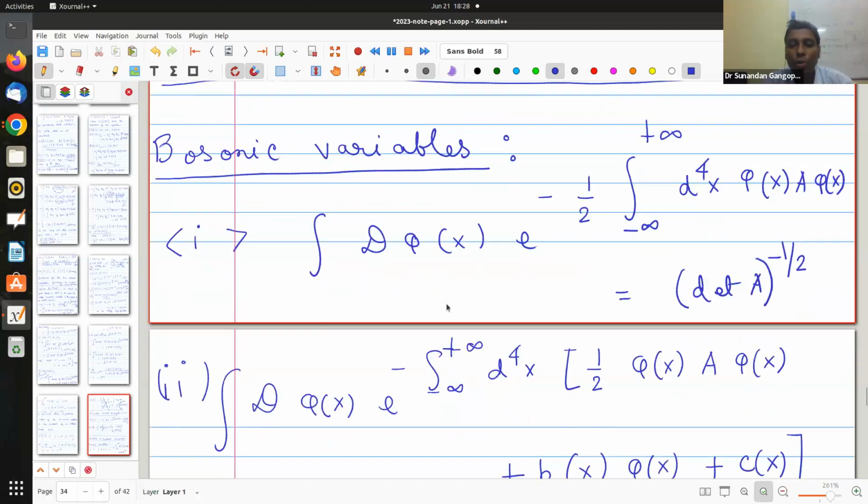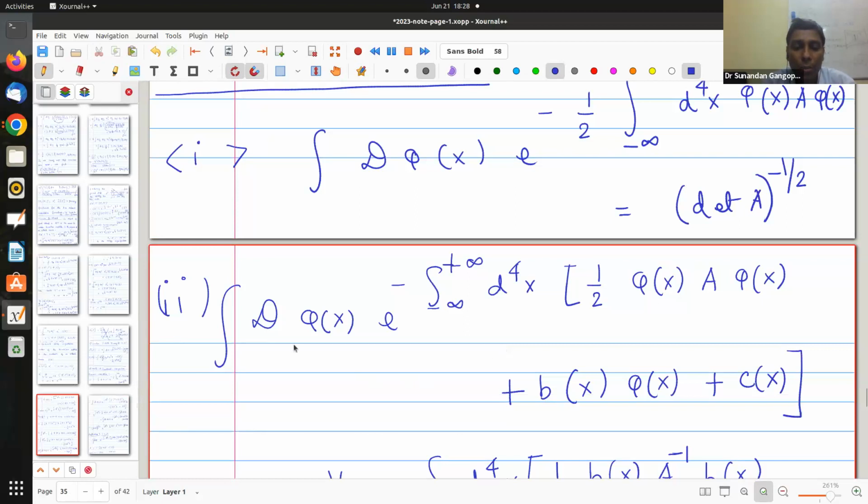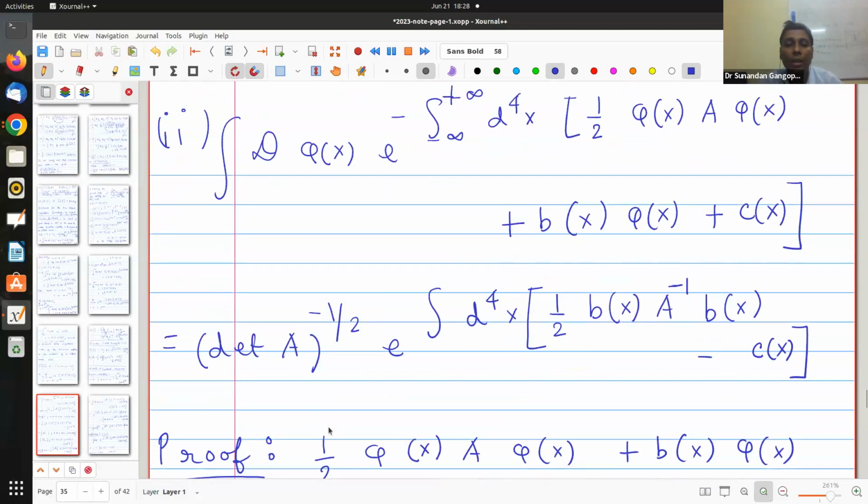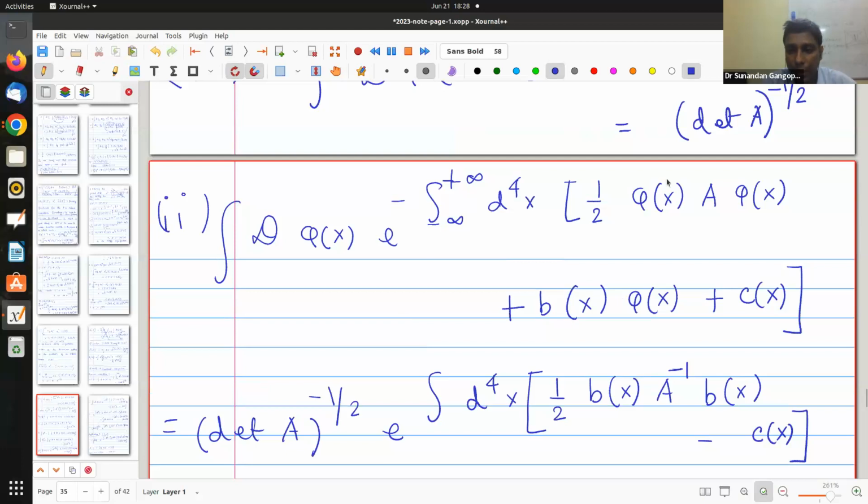So this is the first result that I want to show, and the second result that I want to show before I stop is the following, which is once again a Gaussian functional integral. It is a functional integral over phi of e to the power of minus the integral d4x of half phi(x) A phi(x) plus b(x), a known function, times phi(x), plus some known function c(x). The result for this functional integral is once again the determinant of A to the power of minus half, times e to the power of the integral d4x of half b(x) A inverse b(x) minus c(x). In the next lecture, we shall see a proof of this second result.